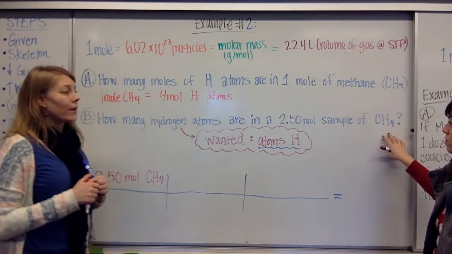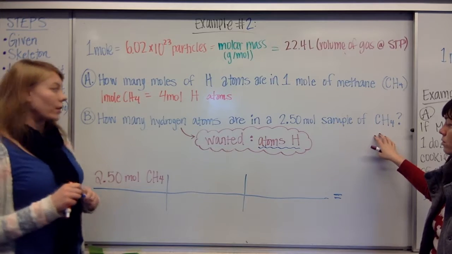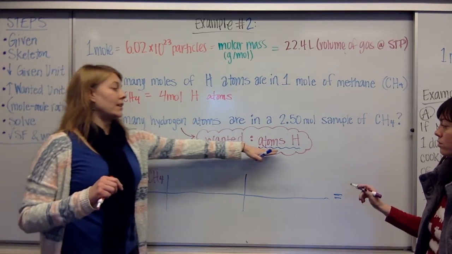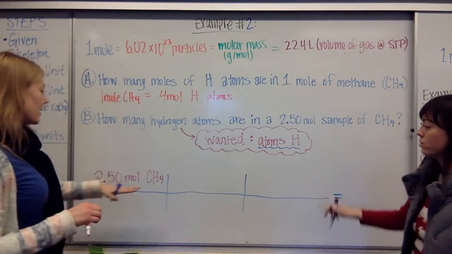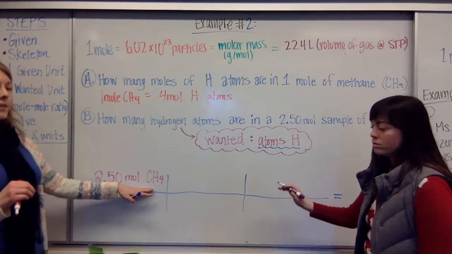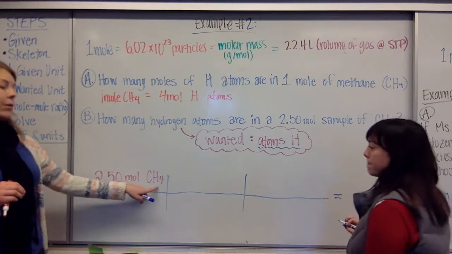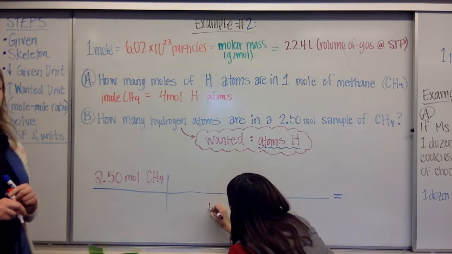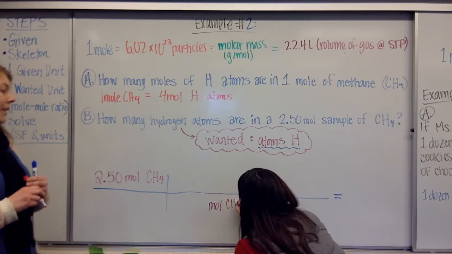So in 2.5 moles of CH4, how many hydrogen atoms do we have? Ultimately, our wanted is atoms of hydrogen. So we're going to start with our given, and we set up our skeleton. 2.5 moles of CH4. We need to put our given unit on bottom. So we have moles of CH4 on bottom here.